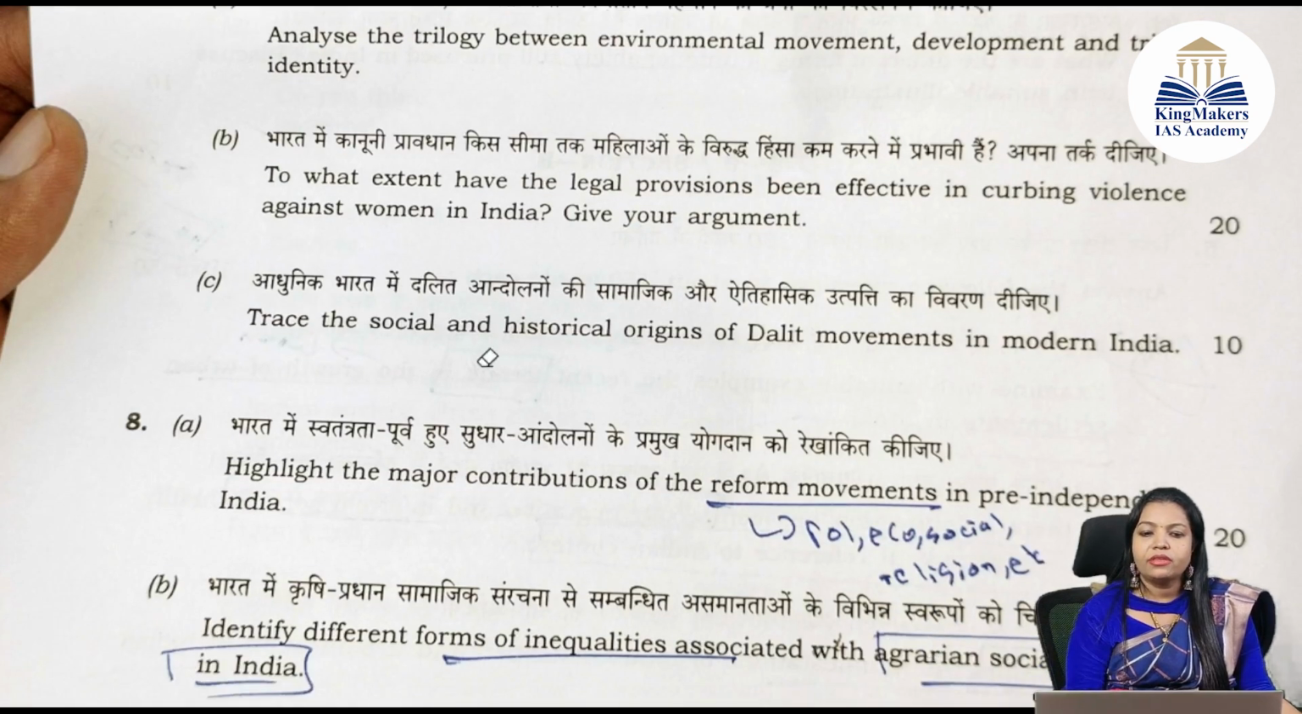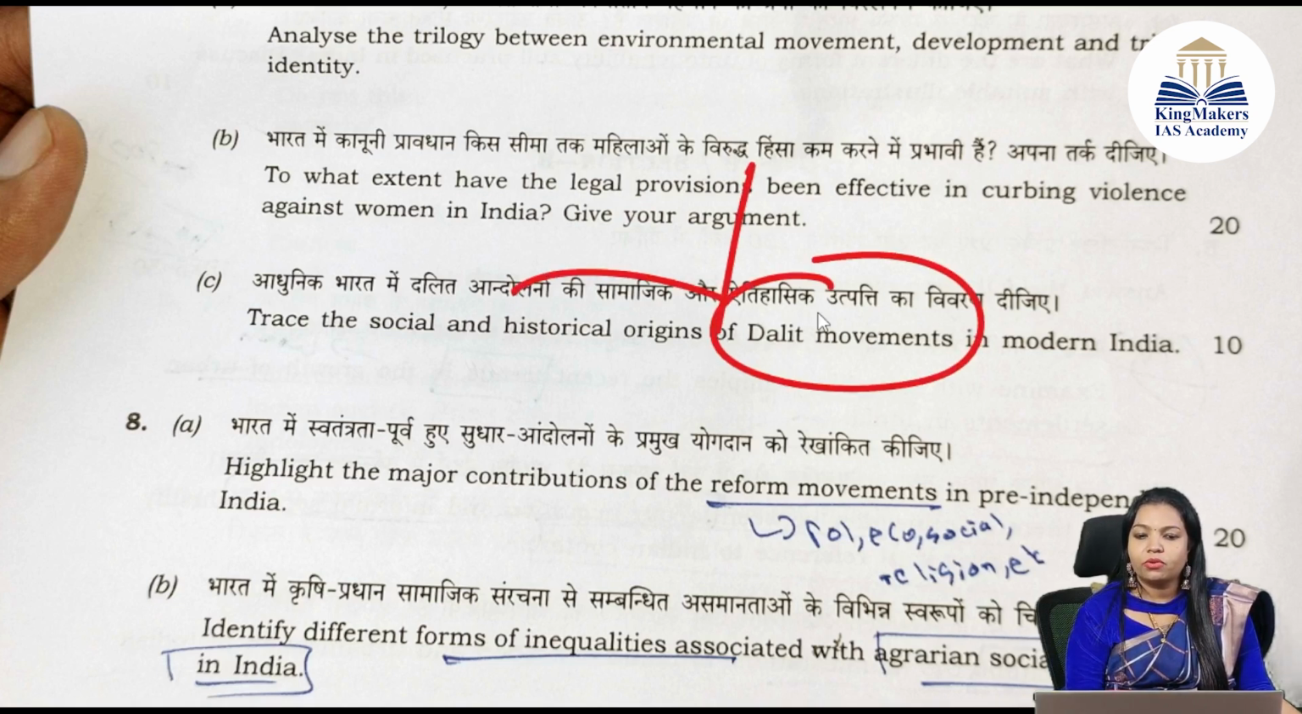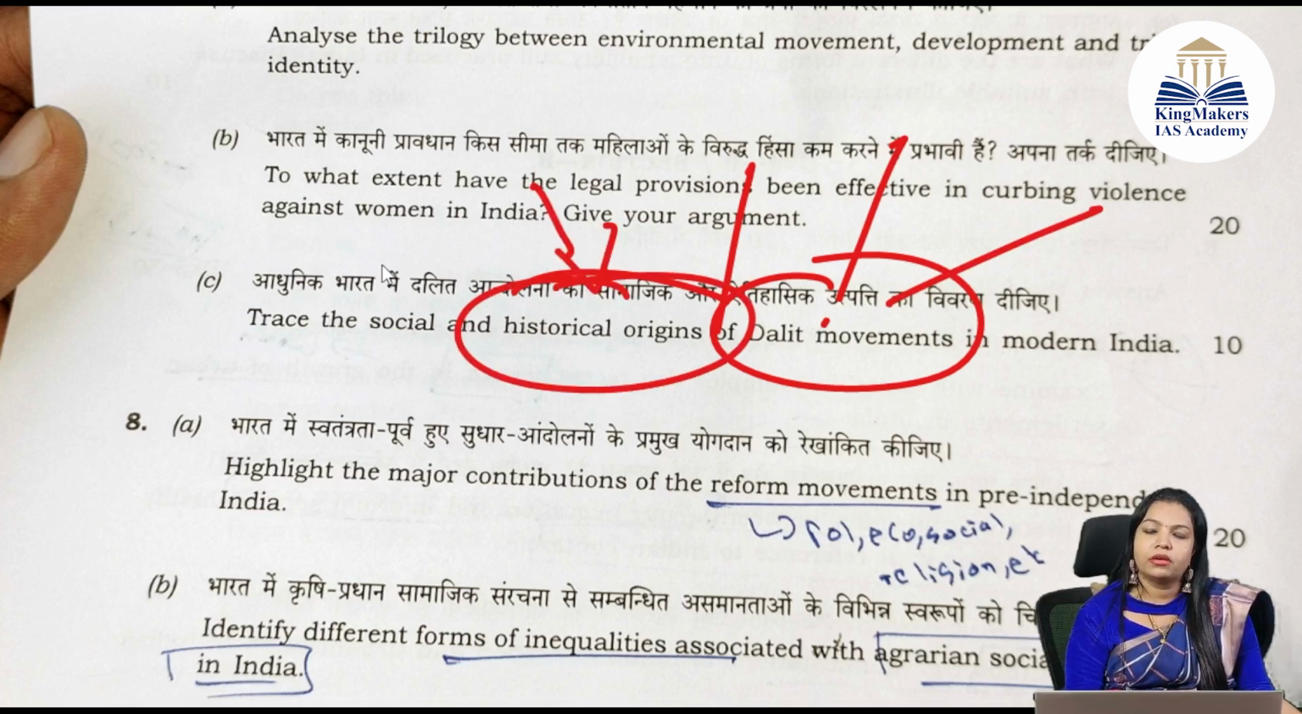Next, trace the social and historical origin of the Dalit movement. What is the Dalit movement here? Jyotiba Phule movement, Satyashodhak Samaj, temple entry movement. Okay, then Dalit movement related to the untouchability movement, etc. So trace the social and historical origin. Historical origin was all the literate people also supported this untouchability thing should not be there, like Ambedkar, etc.